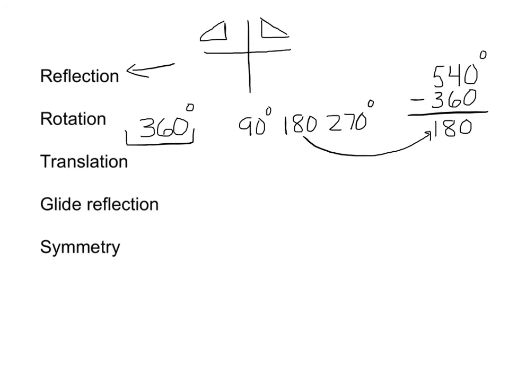We talk about translation, and this is basically just a slide. All you're going to do is figure out how do my X values change? Do they shift left or right? And my Y values, do they shift up or down?